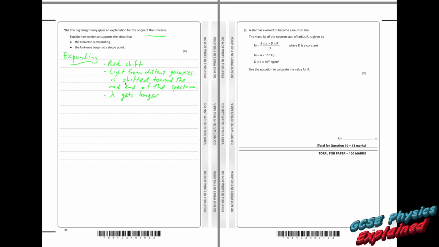And the universe began at a single point. So if everything's expanding outwards as we go forward in time, if we were to go backwards in time, then the universe would shrink and everything would start from a single point. Now, the Big Bang Theory says that there was a Big Bang, and it was at that point that there was an expansion afterwards.